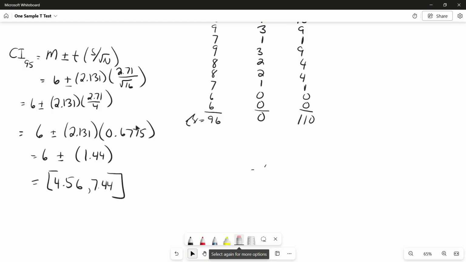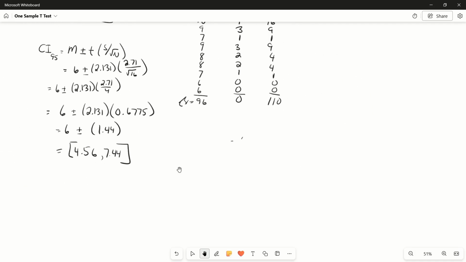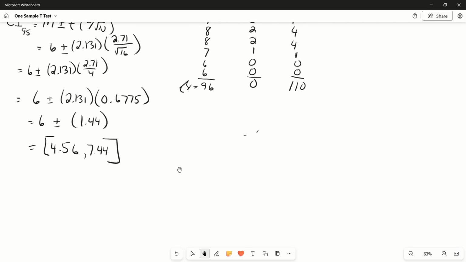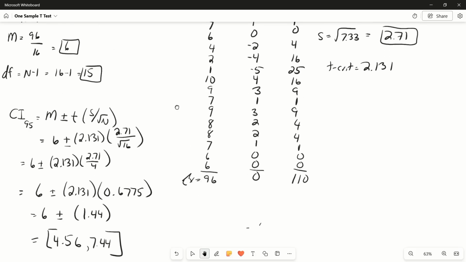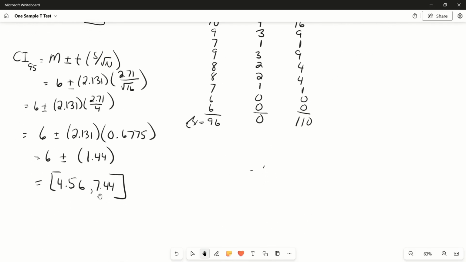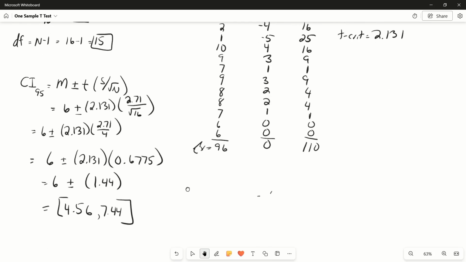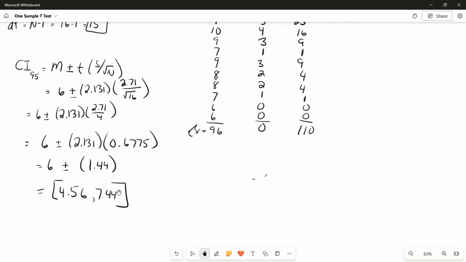I think what I had was the population of, let me see what the problem says. Sorry, I zoomed out for a minute. Population of 8. 8 is not in this interval. So since 8 is not in this interval, I would say that this sample is statistically different than a population mean of 8, because 8 is not in the interval.